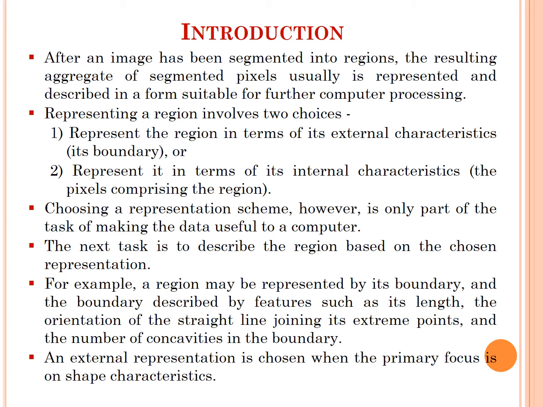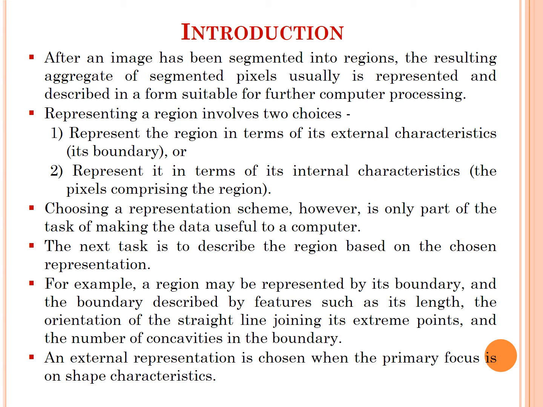After an image has been segmented into regions, the resulting aggregate of segmented pixels usually is represented and described in a form suitable for further computer processing. Representing a region involves two choices. First, represent the region in terms of external characteristics, that is, its boundary, or number two, represent it in terms of its internal characteristics, the pixels comprising the region.